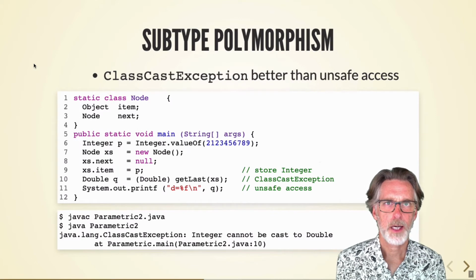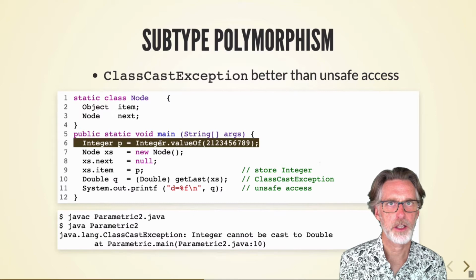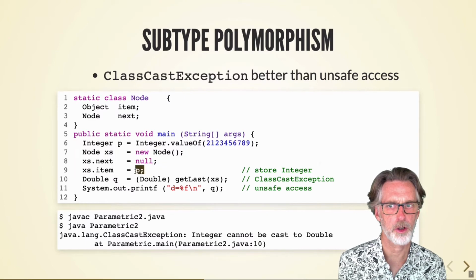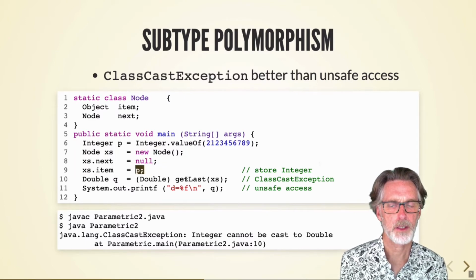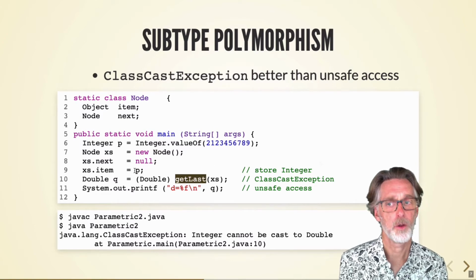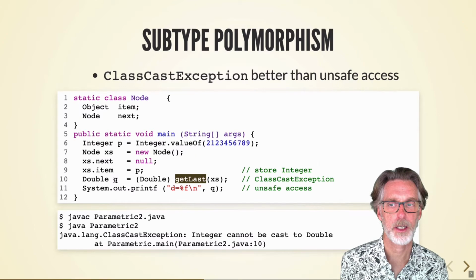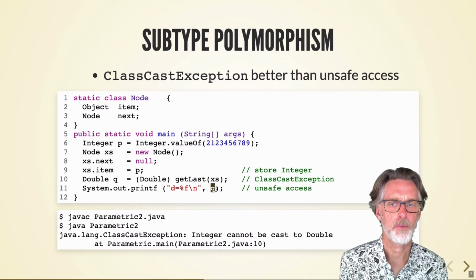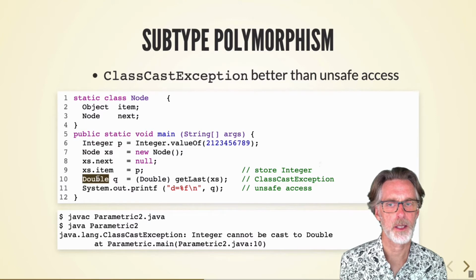Here's the same code we had for C, but translated to Java. I'm going to create an integer object and initialize it to about 2 million. I'm going to create a node and initialize it to point to that integer object. Then I'm going to attempt to get the last element of my single element list, which should give me back the thing that I put in. So I expect Q and P to be aliased. And finally, I'll try to print out Q. And note that here Q has the wrong type. Instead of looking for an integer, I'm looking for Q to be a double.